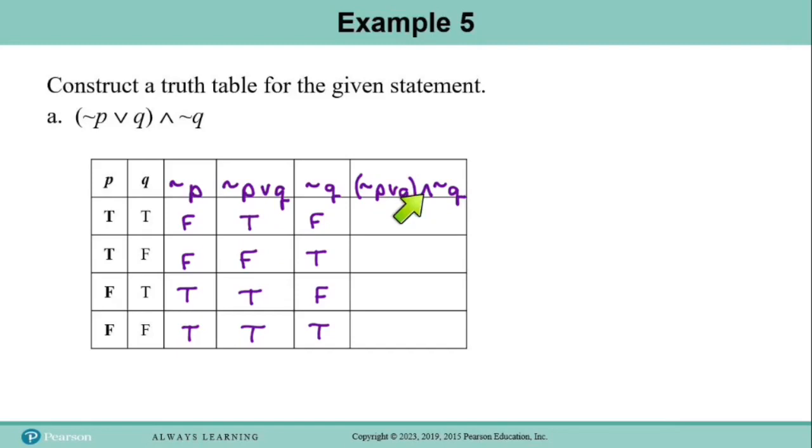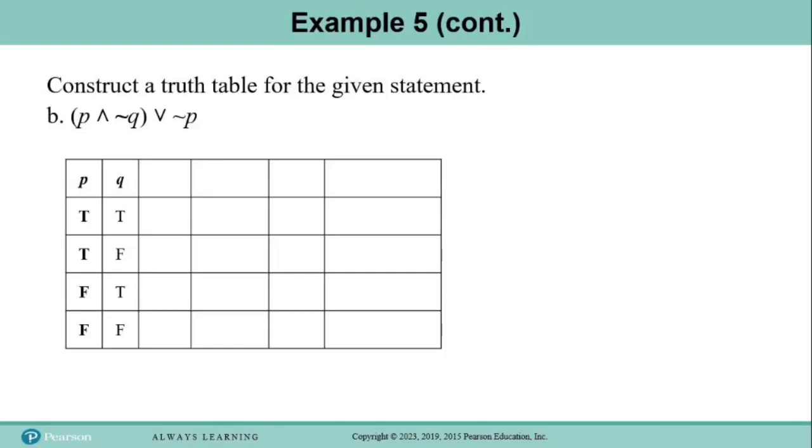And this is an and statement, so it's only true when both components are true, and we're just looking at these two columns. Okay, so right here on the first line, the first component is true and the second component is false. So the overall statement is false. On the second line, same thing. Only one of the components is true, so the overall statement is false. Third line, same thing. On the fourth line, both components are true, so the overall statement is true. Let's go on to part B.